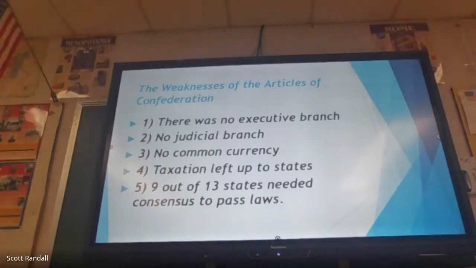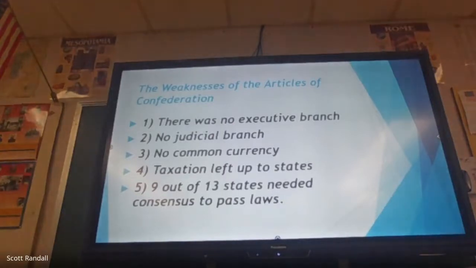Each state would have their own courts, and it got confusing what laws pertain to what individuals once you cross state lines. No common currency. Each state was able to print its own money, and that created problems. How much is a Pennsylvania dollar compared to a Virginian dollar? Taxation was left up to the states. If you want to give money to the federal government, you can give it, that's fine, but generally you're not going to do that. So the money tended to stay within the states.